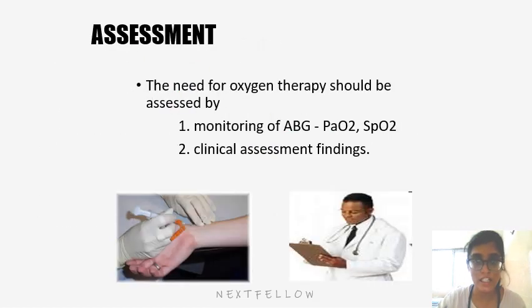The need for oxygen therapy should be assessed by monitoring of ABG, that is PaO2 and saturation, and clinical assessment findings like cold clammy extremities, cyanosis, palpitations, or any kind of sweating.